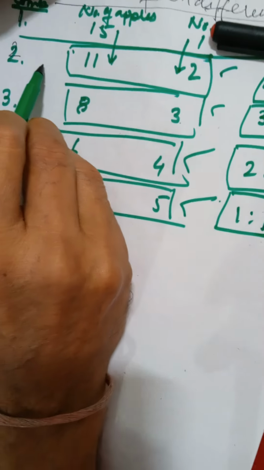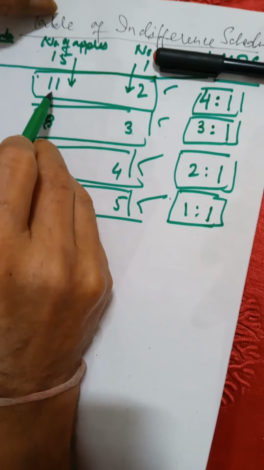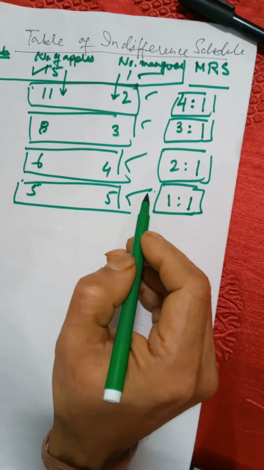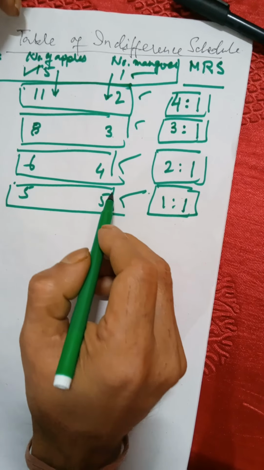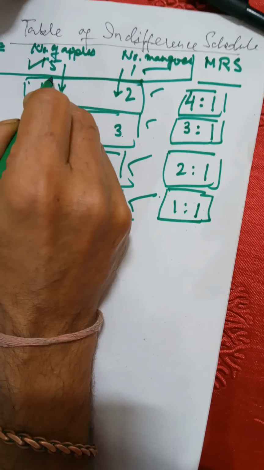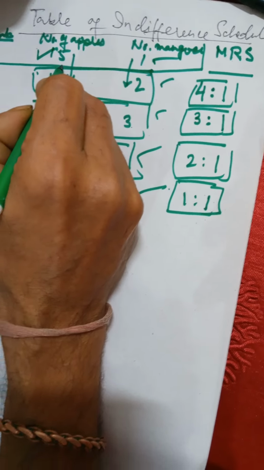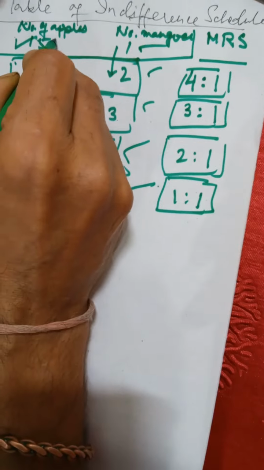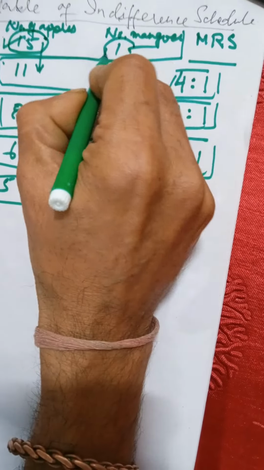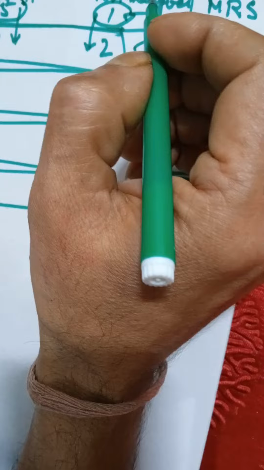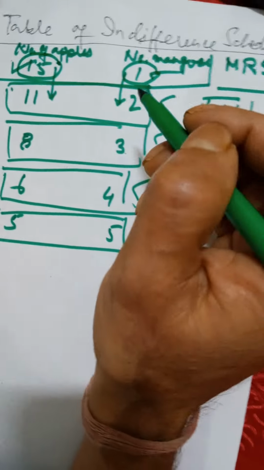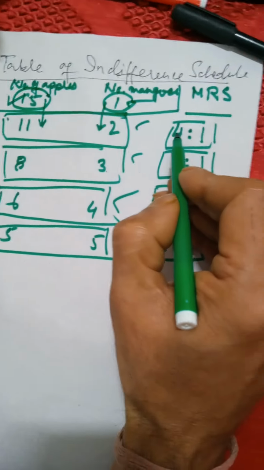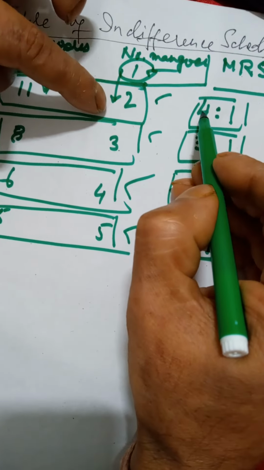In the first stage, the consumer was consuming 15 apples and 1 mango. That means the utility of 1 unit of apple was less compared to the utility of 1 unit of mango, because the number of apples is more than the number of mangoes, and as you know, the more you consume, the less is the utility you derive from the commodity. So he is prepared to sacrifice 4 units of apples to acquire 1 unit of mango.